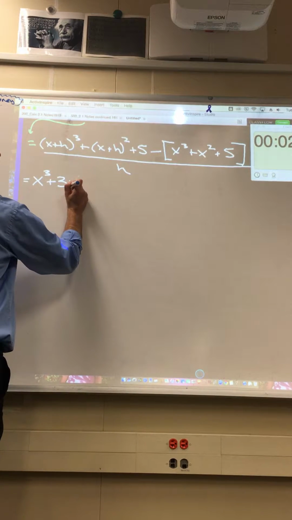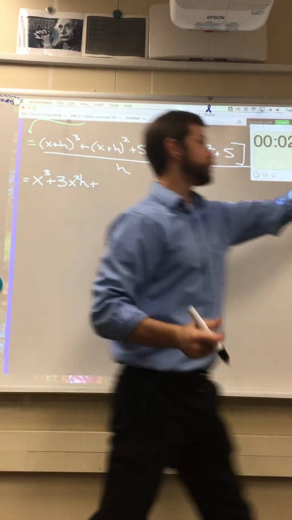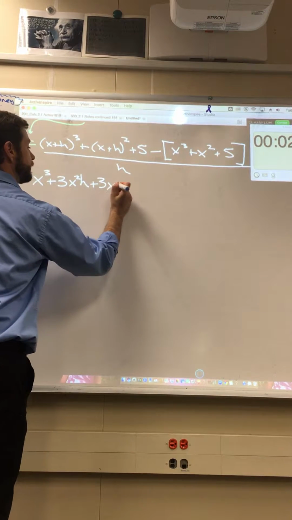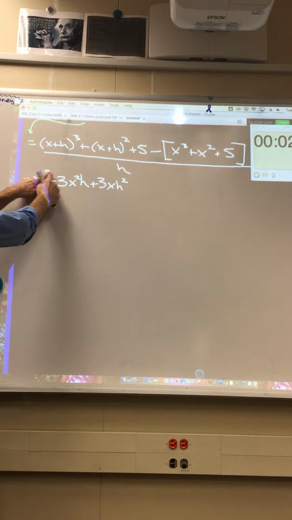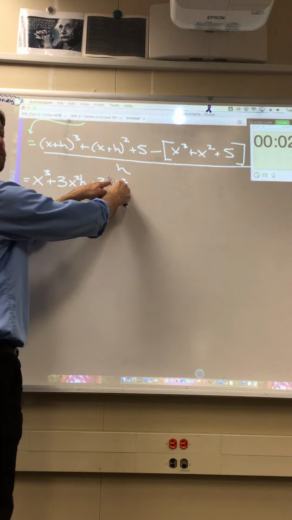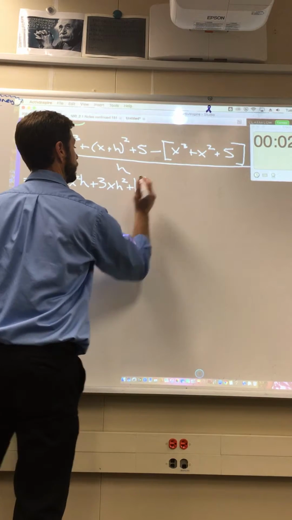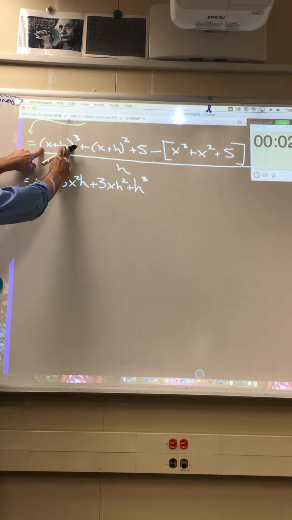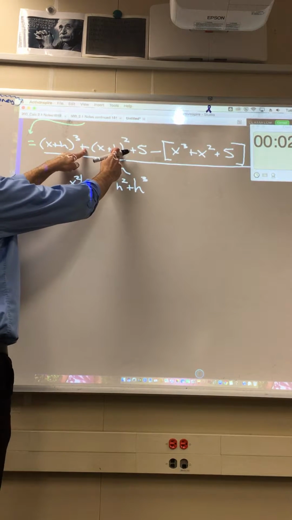So it becomes 3x squared h plus, grab my coefficient from Pascal's triangle, 3x h squared, making sure they add up to 3. 3 and 0, 2 and 1, 1 and 2, we're all good, plus h to the power of 3, and then obviously my coefficient 1. That is that expanded right there. Now I'm going to do the same thing for here.